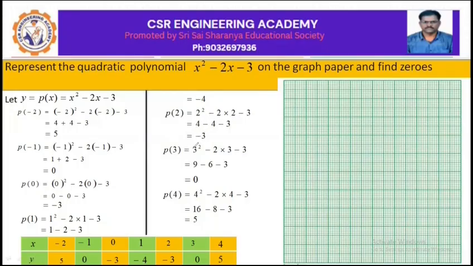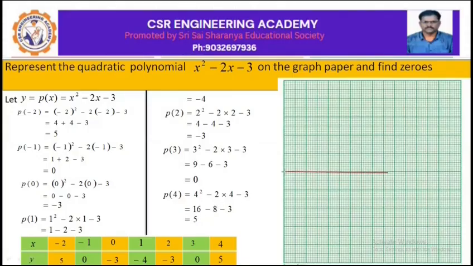P of 3 is equal to 3 square minus 2 into 3 minus 3, which is 9 minus 6 minus 3, 9 minus 6 is 3, 3 minus 3 is 0. P of 4 is equal to 4 square minus 2 into 4 minus 3, which is 16 minus 8 minus 3, 16 minus 8 is 8, 8 minus 3 is 5.